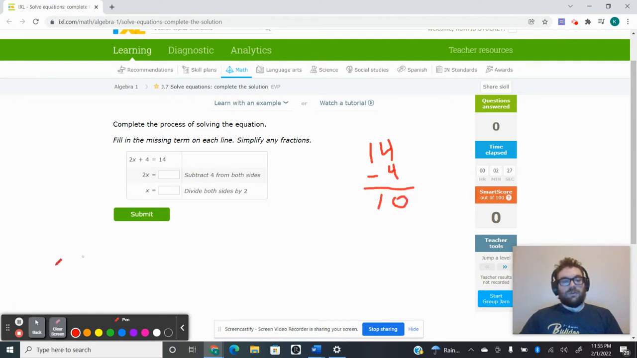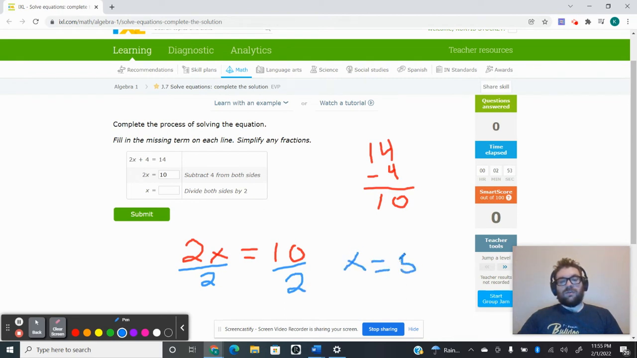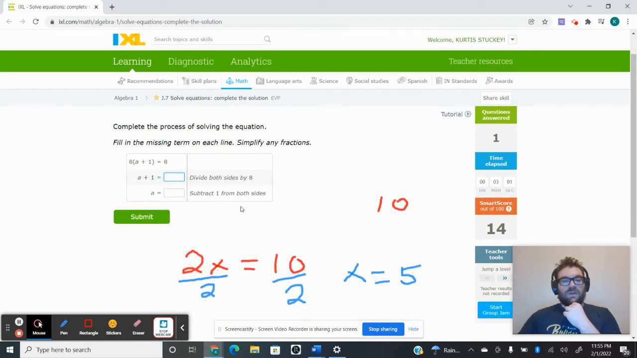So here on IXL, let me go back to my mouse. We'd put 10 in there. Then it tells me to divide both sides by 2. We're at this stage where we have 2x equals 10. We know this is multiplication, so we need to do division to get rid of that. So we ask ourselves, what's 10 divided by 2? It is 5. So we put 5 in for our answer, submit. Look at that, we got it right.